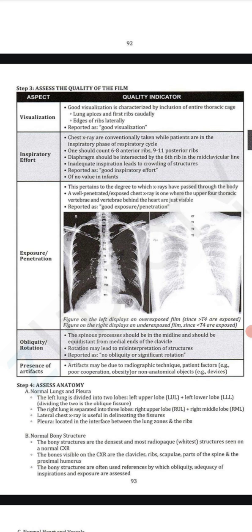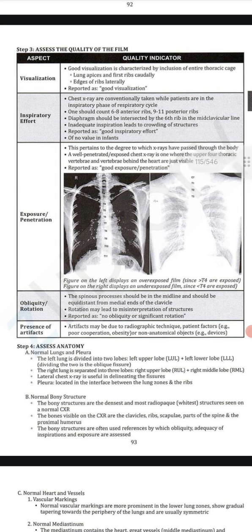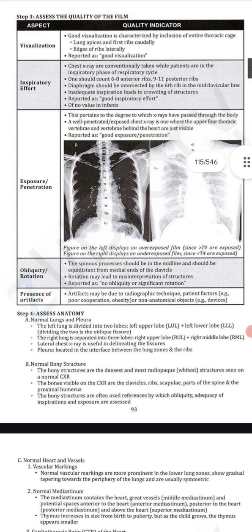Inspiratory effort. Chest X-rays are conventionally taken while patients are in the inspiratory phase of the respiratory cycle. One should count 6 to 8 anterior ribs and 9 to 11 posterior ribs. The diaphragm should be intersected by the 6th rib in the mid-clavicular line. Inadequate inspiration leads to crowding of the structures. Reported as good inspiratory effort. This is of no value in infants.